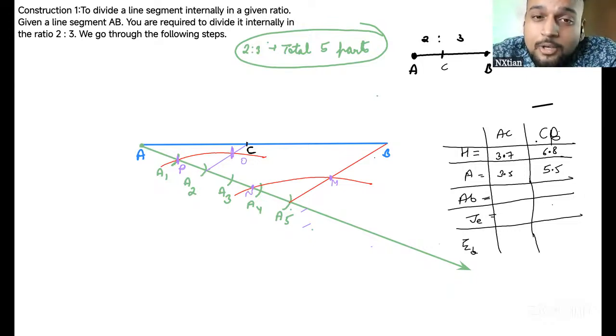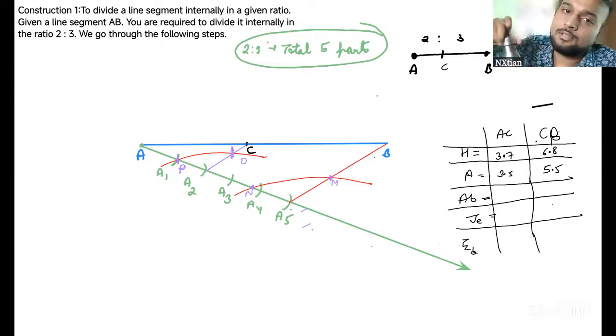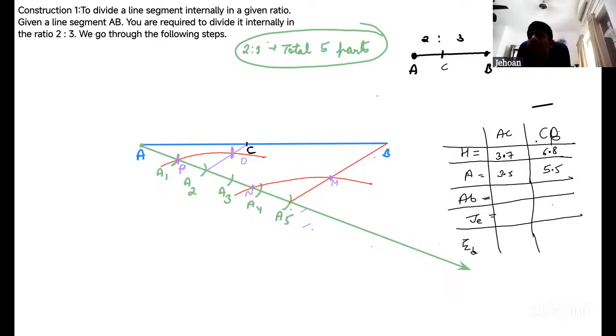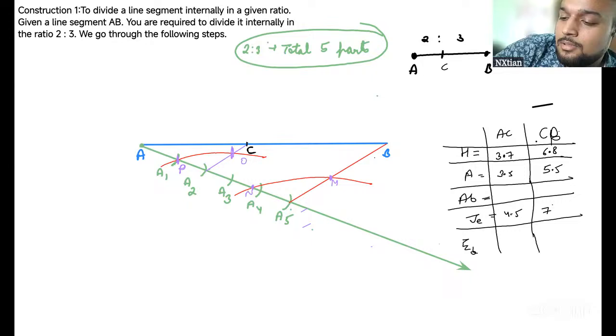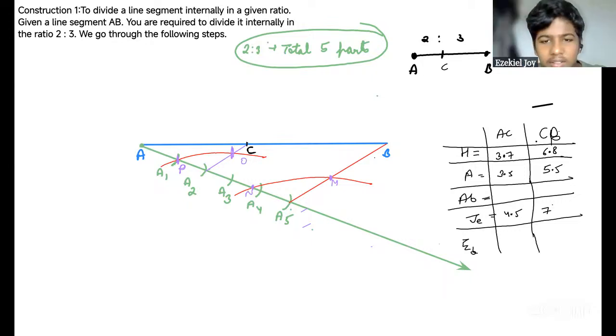I didn't hear. Okay, you're mentioning it. Okay, Jahuan, tell me yours. AC was 4.5 and CB was 7. Good. Okay. Ezekiel, yours. Sir, AC has 5 and CB has 6.5.